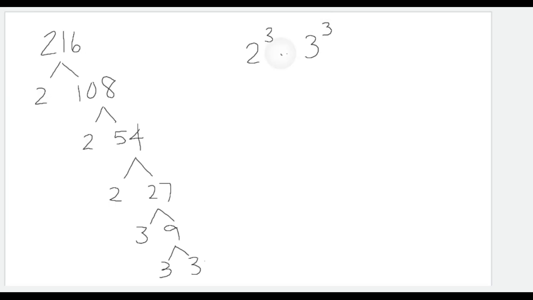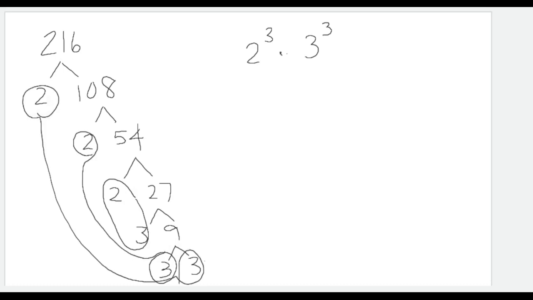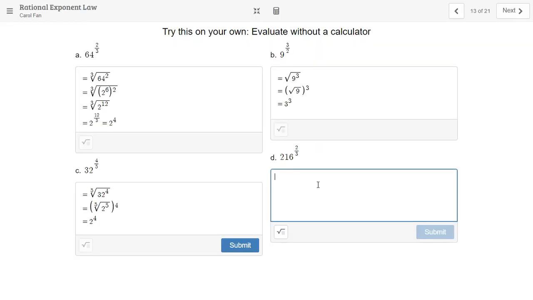That's one way to look at it. Another way would be to combine these so that we have a base 6 instead. So with base 6, we would have 6 to the power of 3. Either way works. This is a prime factorization, but this one we've also made into a power as well. Okay, so we get the third root of 2 to the power of 3 times 3 to the power of 3, and all of that is raised to the exponent 2.